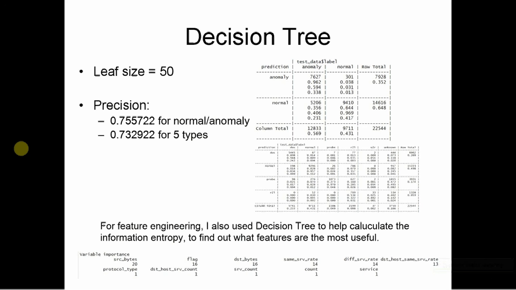And the reason why I use decision tree is that by using decision tree, I can find the importance of each of the features. As you can see, by calculating the information entropy, I find out what features are the most useful. As you can see in the table down here, the most important feature here is source bias.